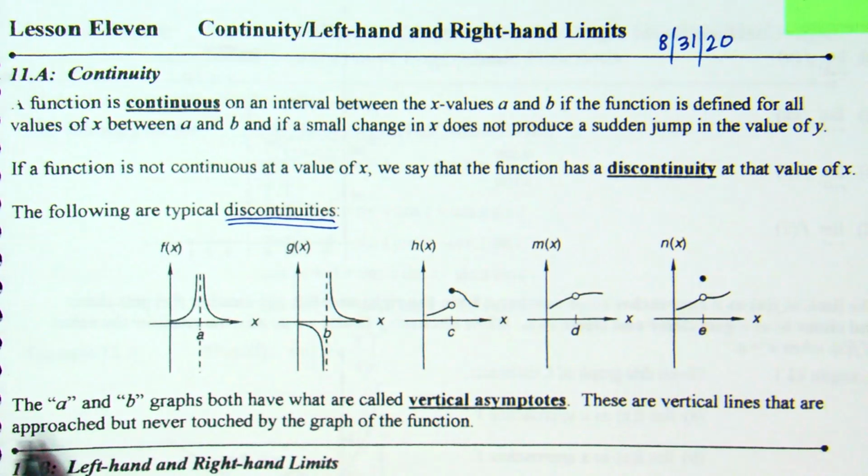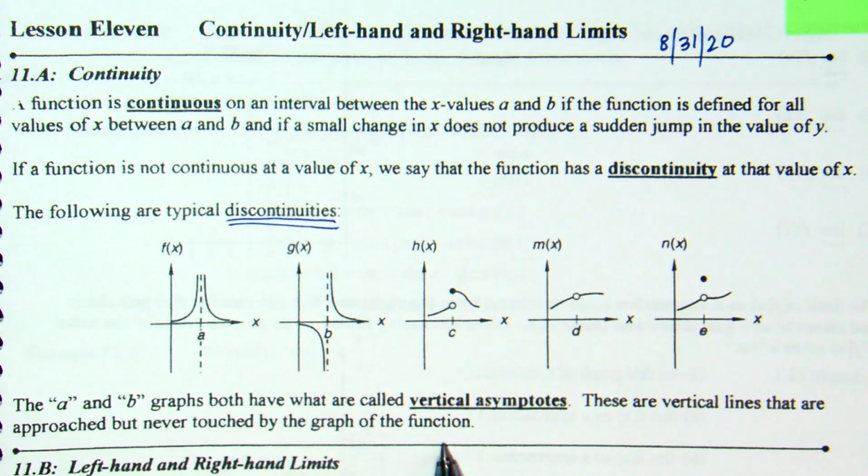Let's see, I think I've already covered all this, haven't I? The A and B graphs both have what are called vertical asymptotes. These are vertical lines that are approached but never touched by the graph of the function. Do you remember when vertical asymptotes happen in an equation, like in a function? As I look at a function or equation, how do I know there's going to be a vertical asymptote? Or how do I find where that vertical asymptote is?